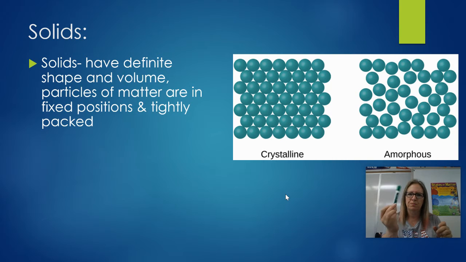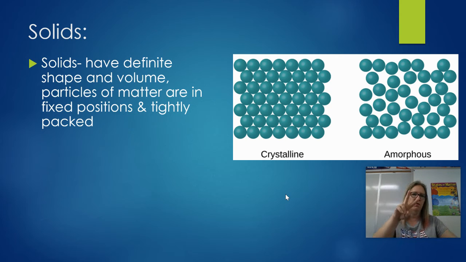Okay, so I have a marker here. It's obviously a solid. It doesn't change its shape when I put it in a different container. Okay, when we talk about liquids and gases, you'll see that's not true. But it doesn't matter if this is standing upright or on its side or in a cup or whatever. It still has the same shape and it still takes up the same amount of space.